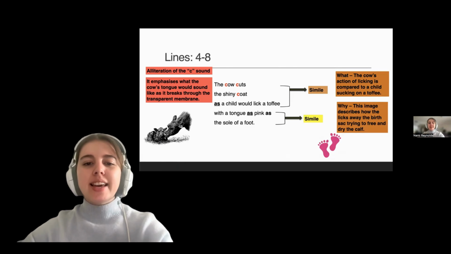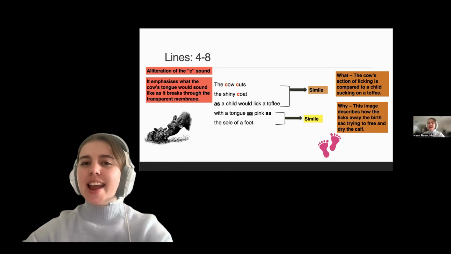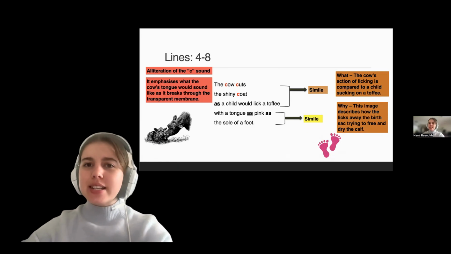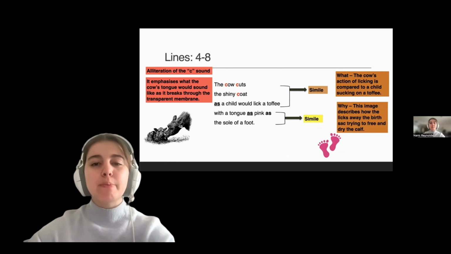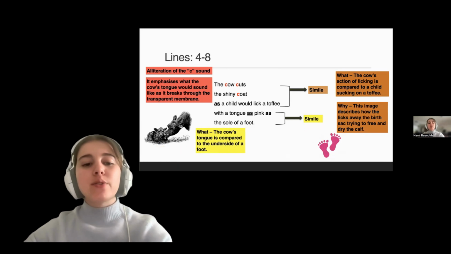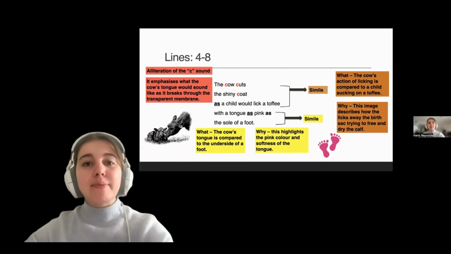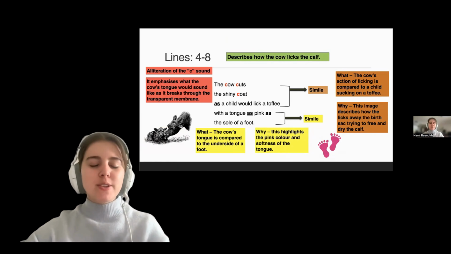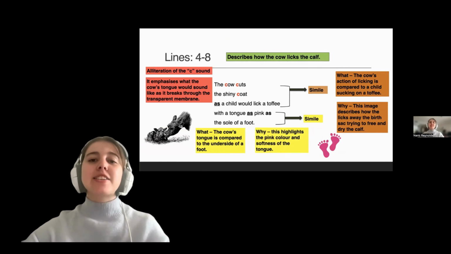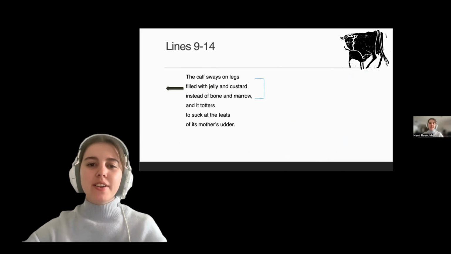Then when I read further, I see with the tongue as pink as the sole of a foot. This is again a simile. Now, what is being compared to what? The cow's tongue is being compared to the underside of a foot. And why? It's highlighting the pink color of the tongue and the softness of the tongue. So in lines 4 to 8, we can say that these lines are describing how the cow is freeing the calf from the birth sac.